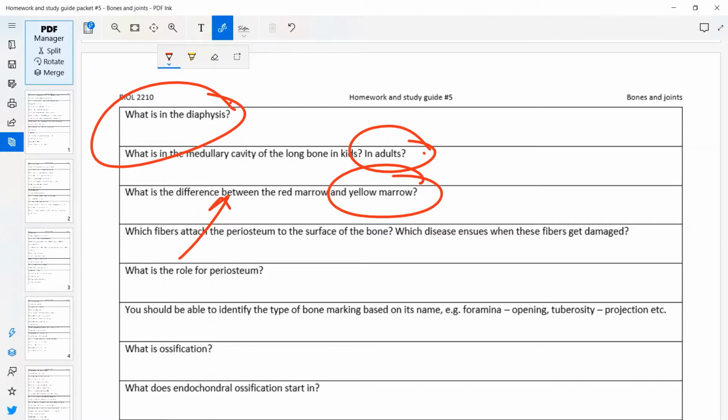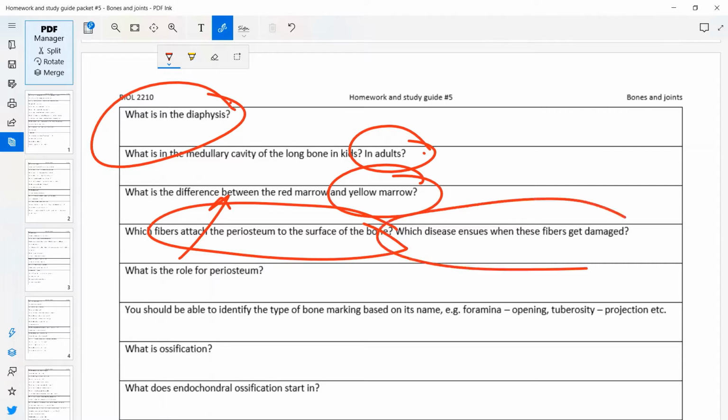Periosteum that covers the bone on the outside attaches it. Periosteum is attached by Sharpey's fibers or perforating fibers. When these fibers are damaged in some way, there is an inflammation of periosteum, which is called periostitis. You know it as shin splints. So periosteum is the site of attachment for tendons and ligaments, same connective tissue.